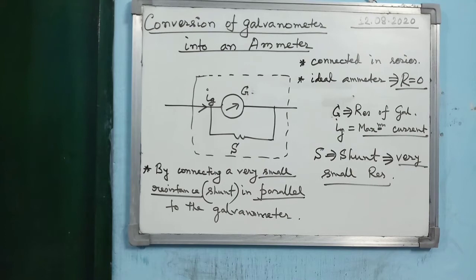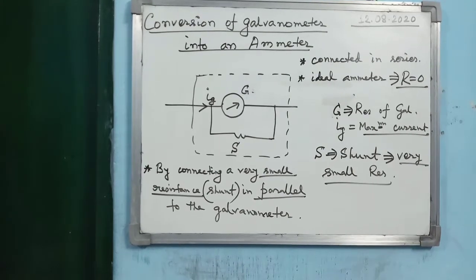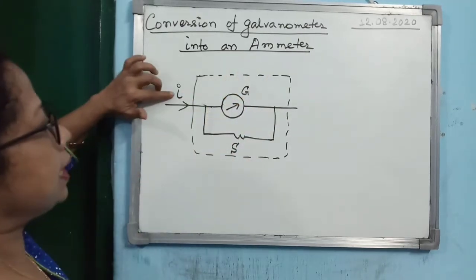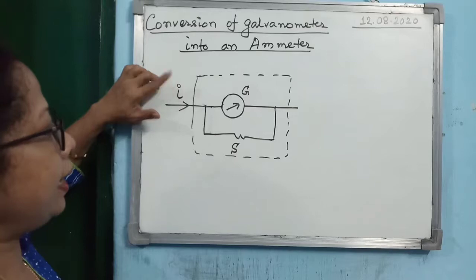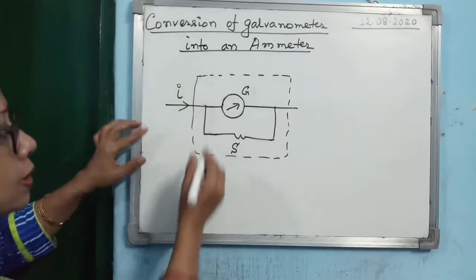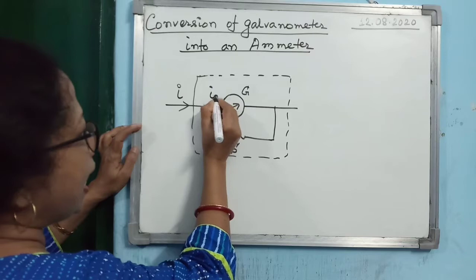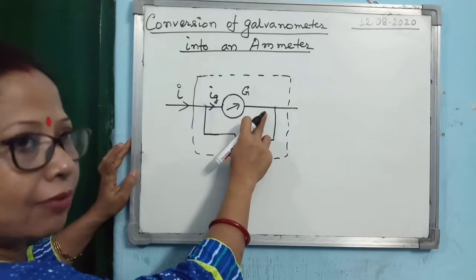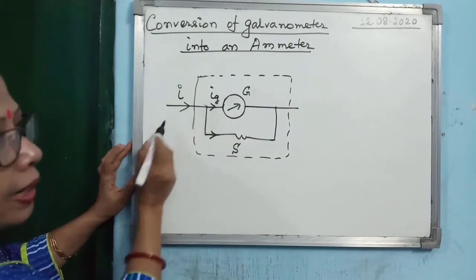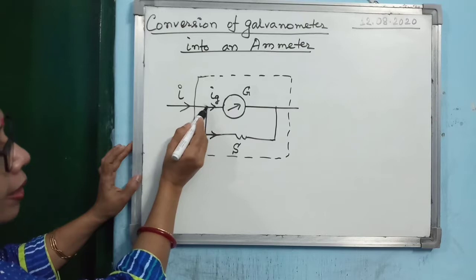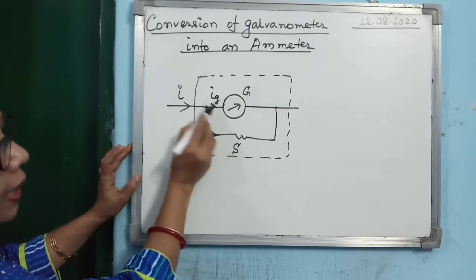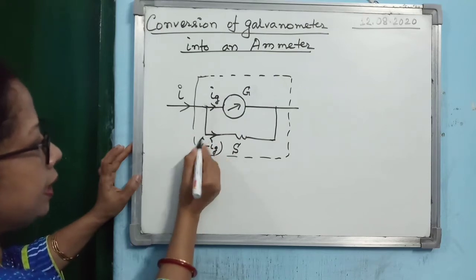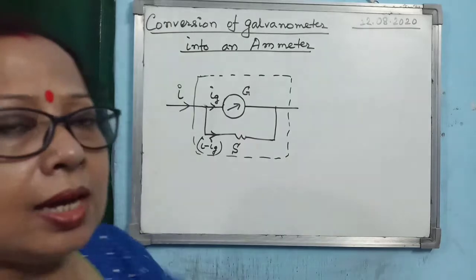Alright. So this is the way we can convert a galvanometer into an ammeter. Now suppose you want to make an ammeter which can measure I amount of current. Then the value of the shunt is chosen in such a manner that Ig, the maximum current the galvanometer can withstand, will pass through the galvanometer, and the rest of the current will pass through the shunt. Here I current is coming, so when it comes to the node, Ig current passes through this branch. So how much current will pass through the shunt? I minus Ig amount of current will pass through the shunt.